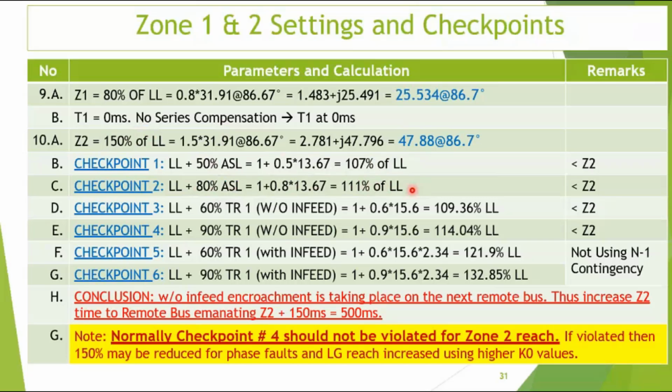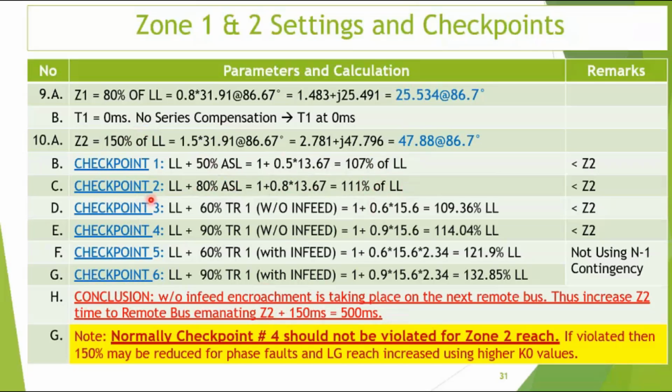So I will have to increase my zone 2 timing. I will have to coordinate my zone 2 timing with the zone 2 timing of the adjacent shortest line. That is why I increase the zone 2 timing as the adjacent shortest line zone 2, 350 milliseconds plus 150, equal to 500 milliseconds. Okay, this is the conclusion part.